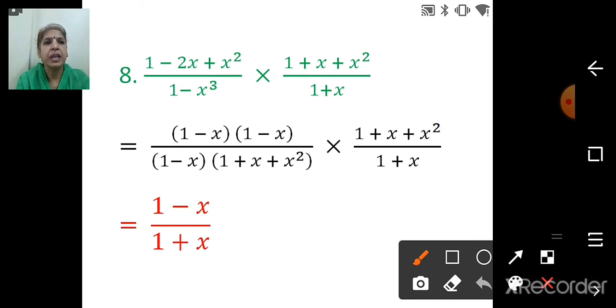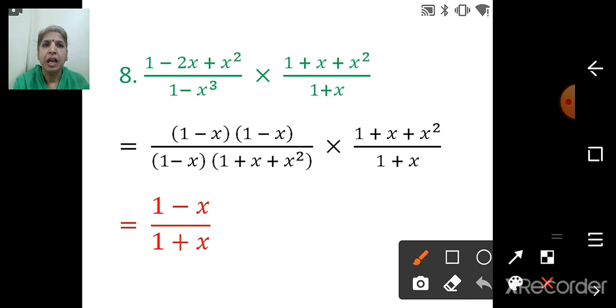The first term, 1, is the square of 1. x square is the square of x, and the middle term is 2ab, that is minus 2 into 1 into x. So it is (1 minus x) the whole square, 1 minus x multiplied by 1 minus x.